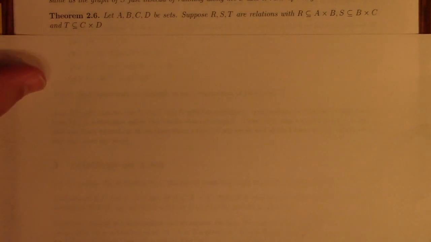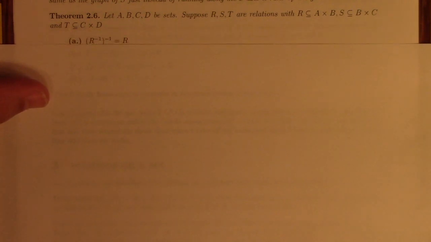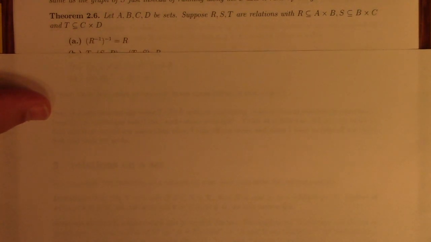So, all right, theorem. A, B, C, D sets. Suppose R, S, and T are relations. R is a subset of A cross B. S is a subset of B cross C. T is a subset of C cross D. All right. In that case, we have the following fun facts.